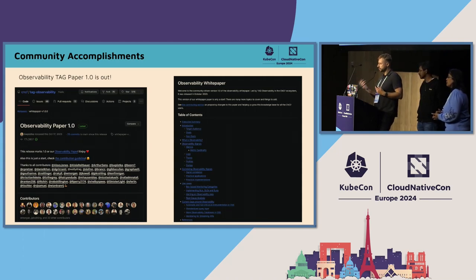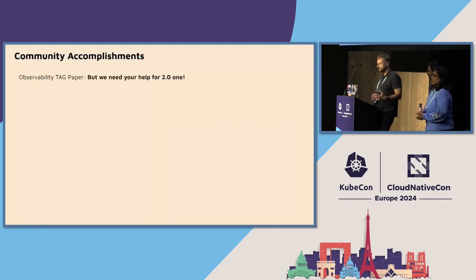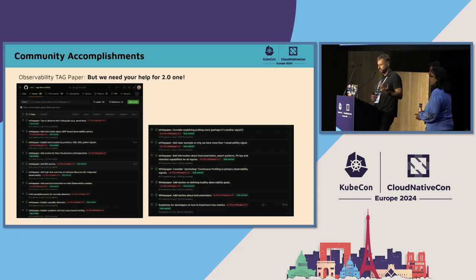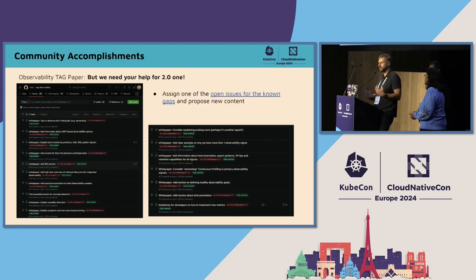There is a lot of content there. Of course, it has gaps, and it has some things we would like to expand more. So this is a call to action for you. We have our GitHub repo. Just go there, check the open issues, assign yourself, and try to provide the content for us. We can review, we can expand this and release version 2.0.